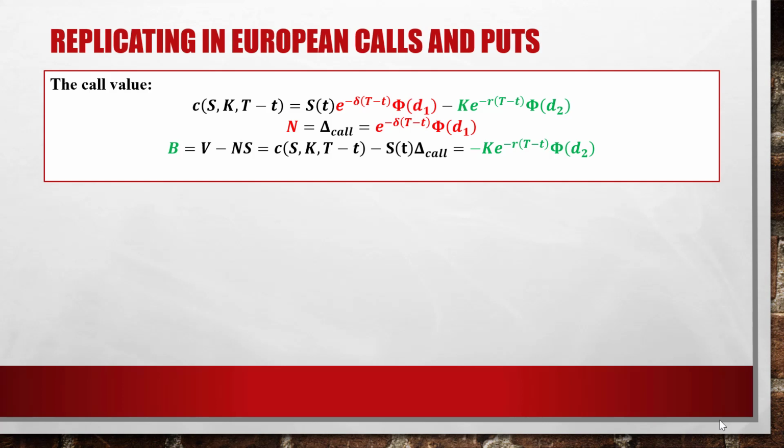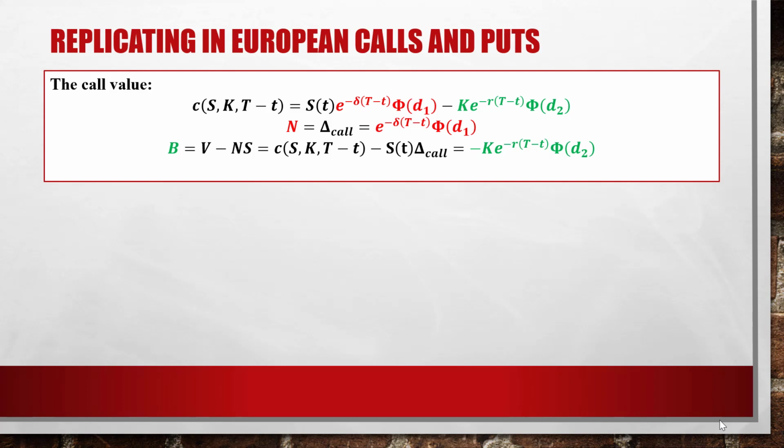So the call price here is S(t) times e to the minus delta times (T minus t) times phi(d1) minus K e to the minus r(T minus t) times phi(d2) from the very last lesson. And from here, if we differentiate both sides with respect to S(t), then N, the number of shares, should be equal to delta of call, and it should be equal to e to the minus delta times (T minus t) times phi(d1).